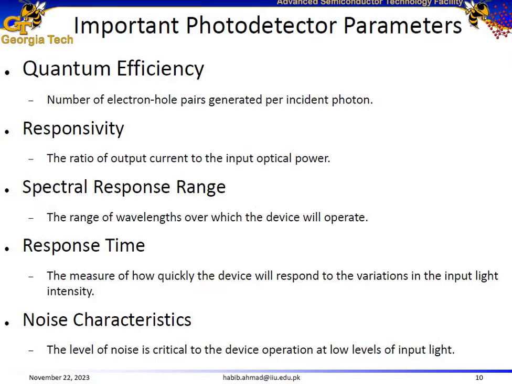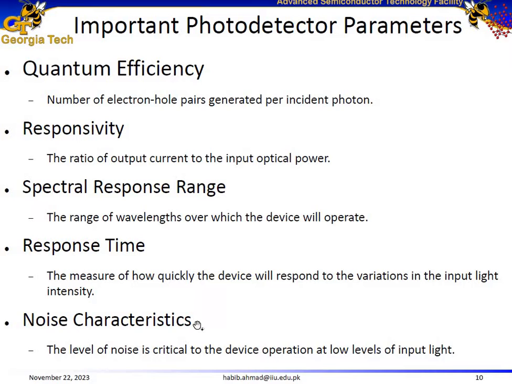Another figure of merit is spectral response range, which is the range of wavelengths over which the photodetector will operate. Response time is another figure of merit, and it actually measures the speed of photodetectors. It measures how quickly our photodetector device will respond to variations in the input incoming light intensity. Finally, noise characteristics are also important for photodetectors.